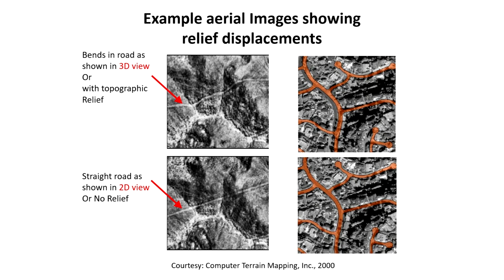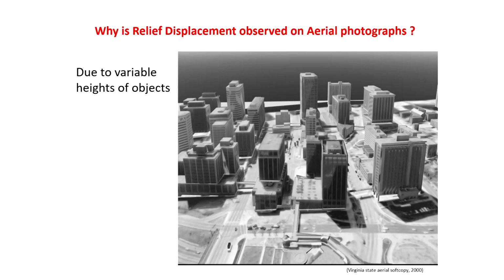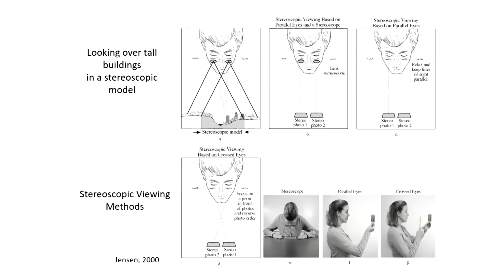If you want to look at this quickly, you can go to the Google Earth platform and see. Sometimes you will find that roads are climbing over the terrain and are not very straight, but in reality they are straight. So why is relief displacement observed on the aerial photograph? Due to the variable height of the objects. This is one issue you will face.